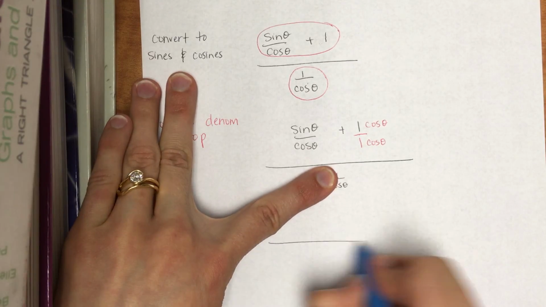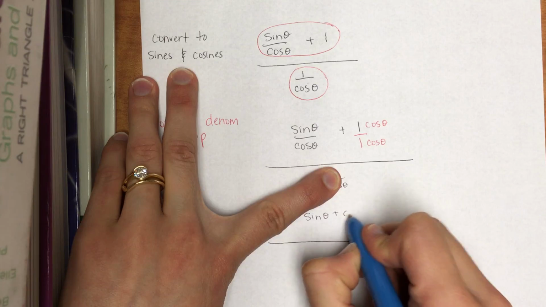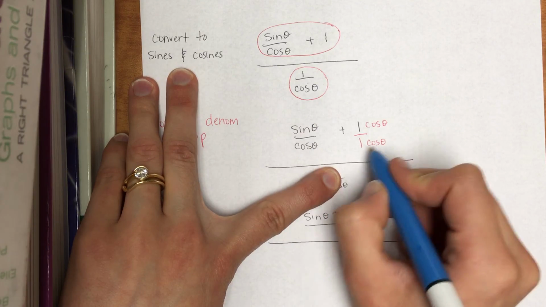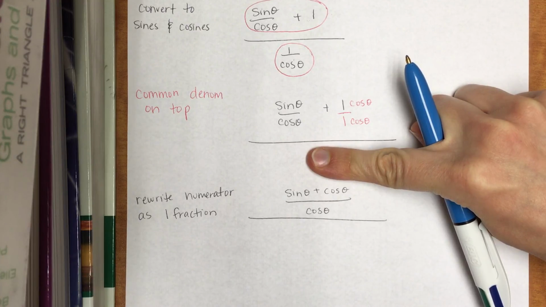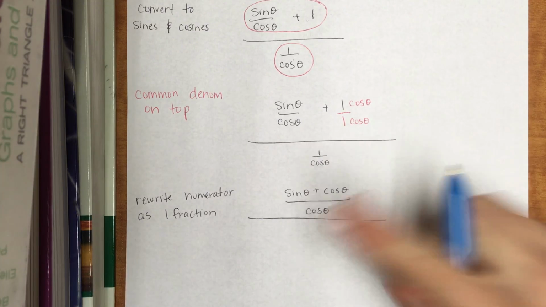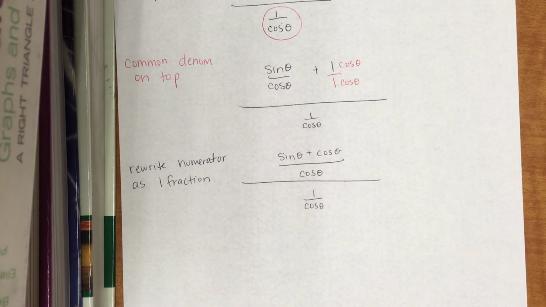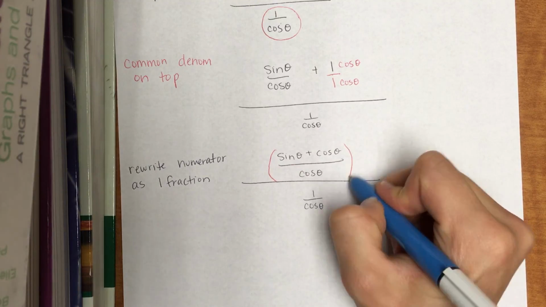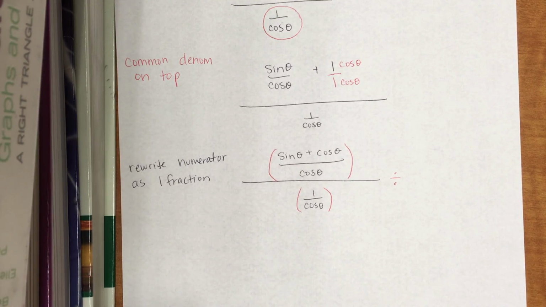Okay, so if I rewrite the numerator as 1 fraction, you add across the top. So I'll have my sine theta plus cosine theta, and I write the common denominator only once. There we go. And now just keep your bottom piece that we've been dealing with, or just kind of been bringing along the whole time. Now, this is good, because now I have 1 fraction divided by 1 fraction.